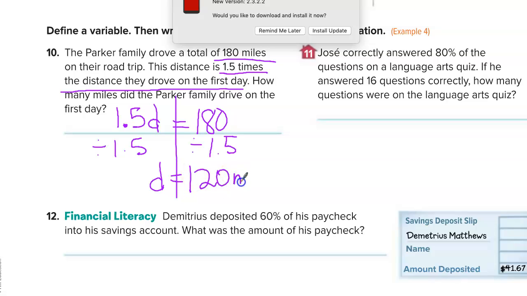If you didn't label it, fix it. We got to make sure we're labeling word problems. Okay, 120 miles. The next question is going to be set up in a similar way.